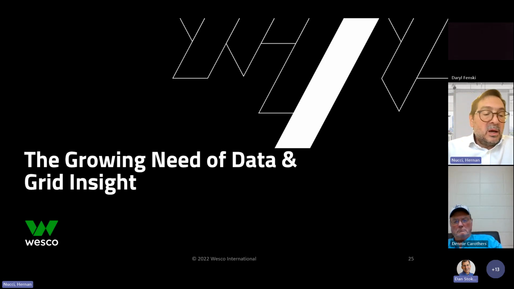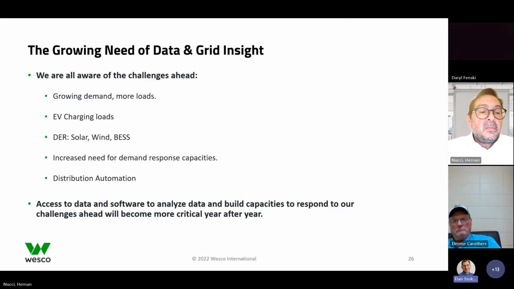So the growing need of data and grid insight. We all know the challenge ahead: growing demand, more loads, EV charging loads. You're going to start seeing more EVs in the neighborhood. Distributed energy resources, solar, wind, battery energy storage systems, increased need for demand response, and distribution automation. Those are the things that we know we need to prepare for, in lesser degrees, as certain utilities are more advanced because they need it earlier than others.